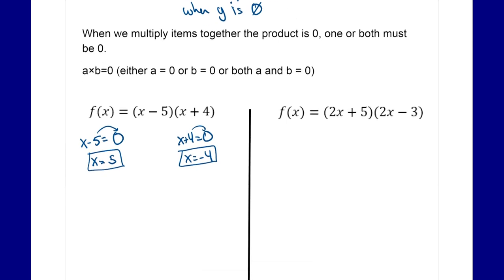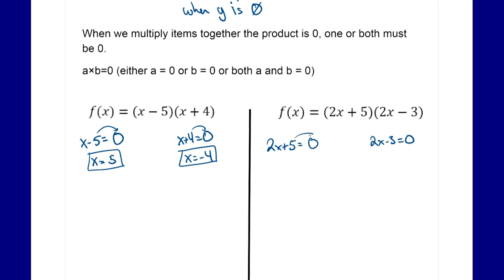I'm going to do the same thing for the next one. Take each bracket, 2x plus 5, set it equal to 0. 2x minus 3 equals 0 for the other bracket. And what's different here is now we're going to have to solve a little bit more, because it's not as easy as just looking at the function and picking out our x-intercepts.